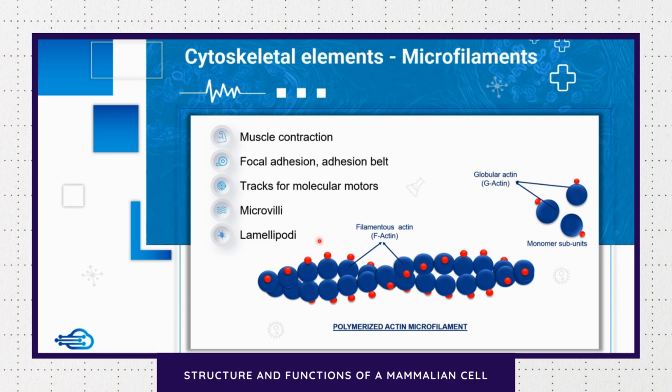So, when the cell is moving from one place to another, this filamentous actin actually forms on the leading edge of the cell. So, where it is moving, filamentous actin keeps on forming and there is dissolution from the other end.